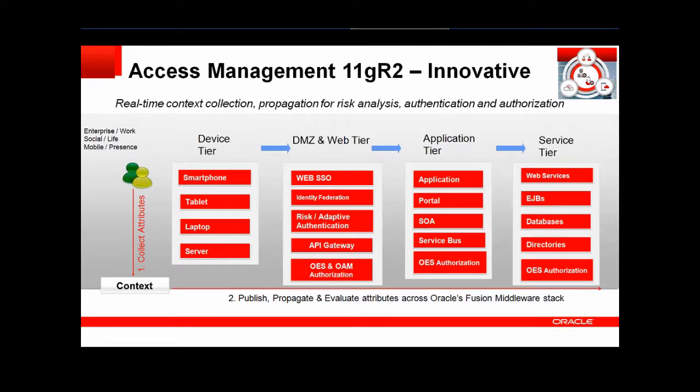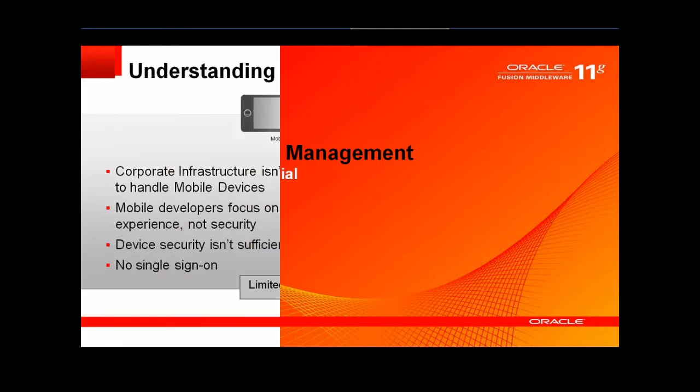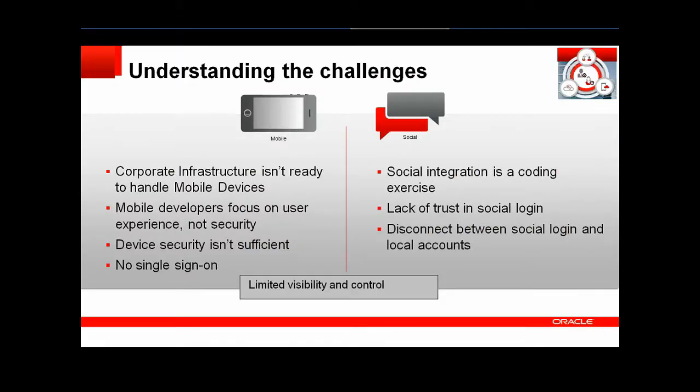You can use this identity context information to change the behavior or the content, or change the level of assurance a specific user might have in that particular transaction or session. So that was about access management in a nutshell. So let's go on to mobile access management, again a newer component that we introduced in 11G-R2.